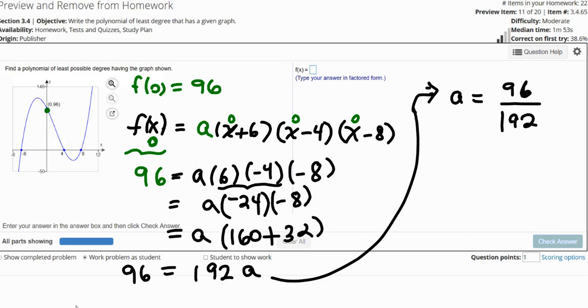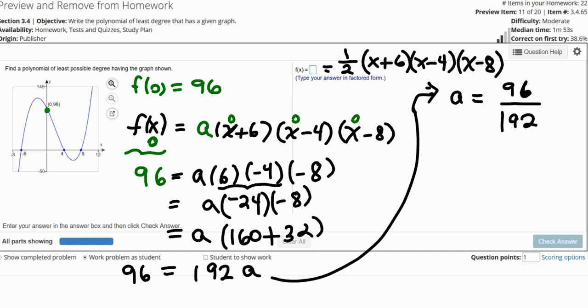Let's see. Right, so that means that the answer here to my question would be f of x is equal to 1/2 times x plus 6 times x minus 4 times x minus 8. And it says type your answer in factored form. So I did. I wrote it out in factored form here. Some of them might ask you to simplify it first, so then you would multiply all these polynomials until you get a simplified polynomial, not in factored form.